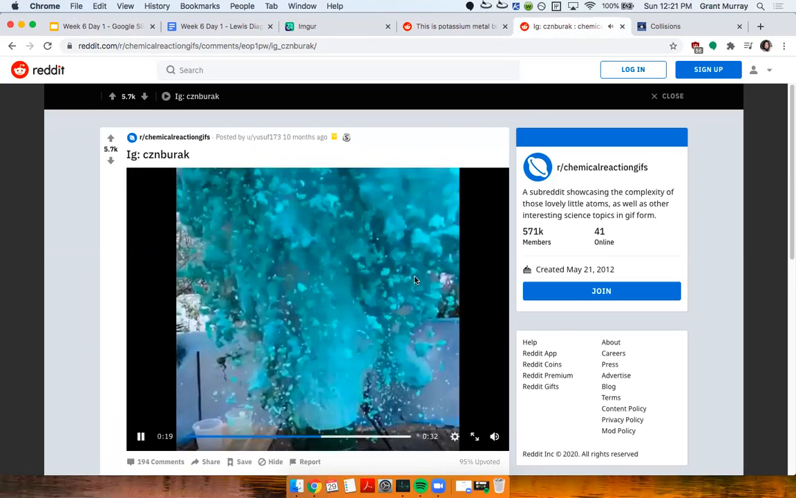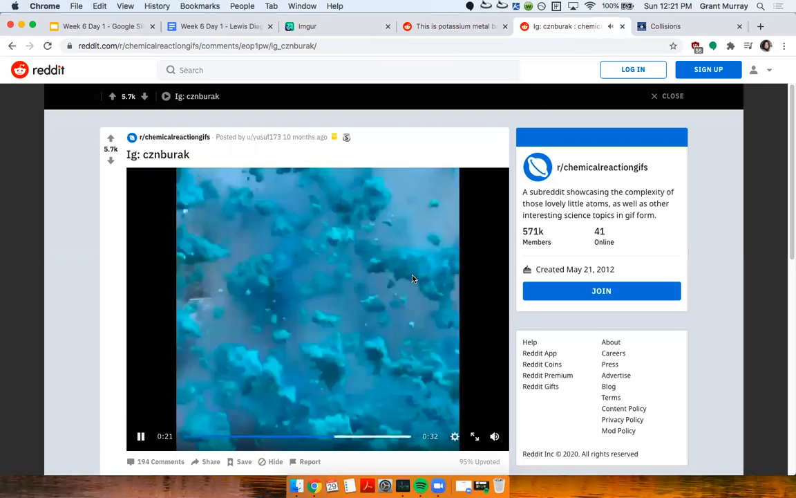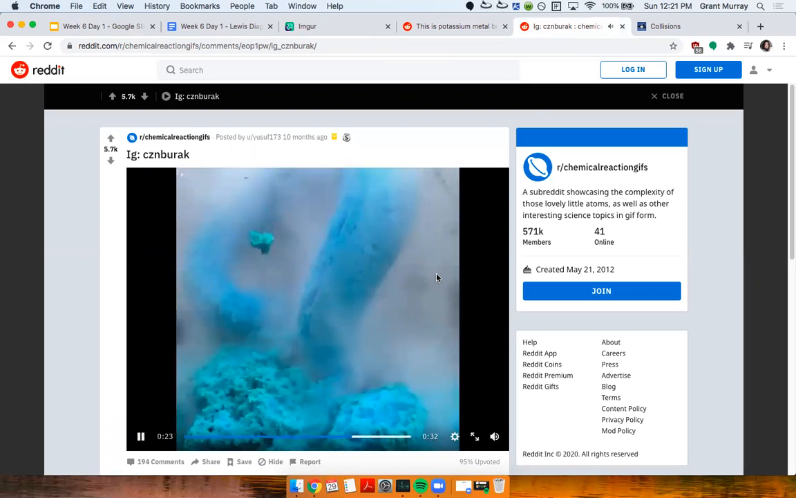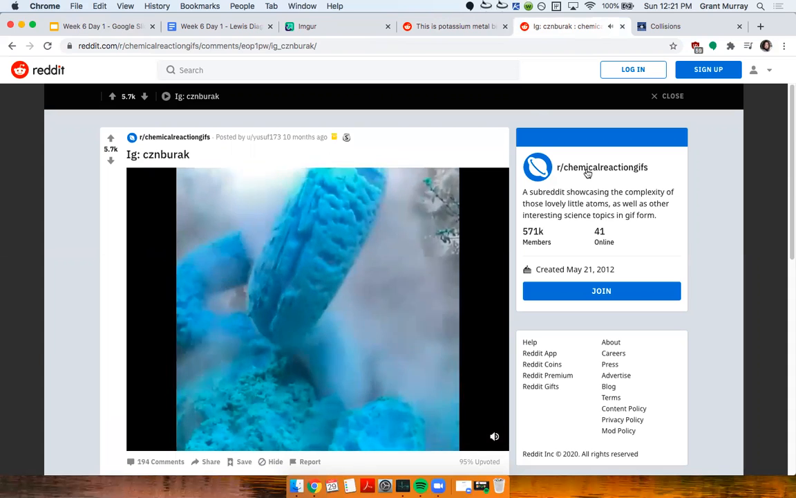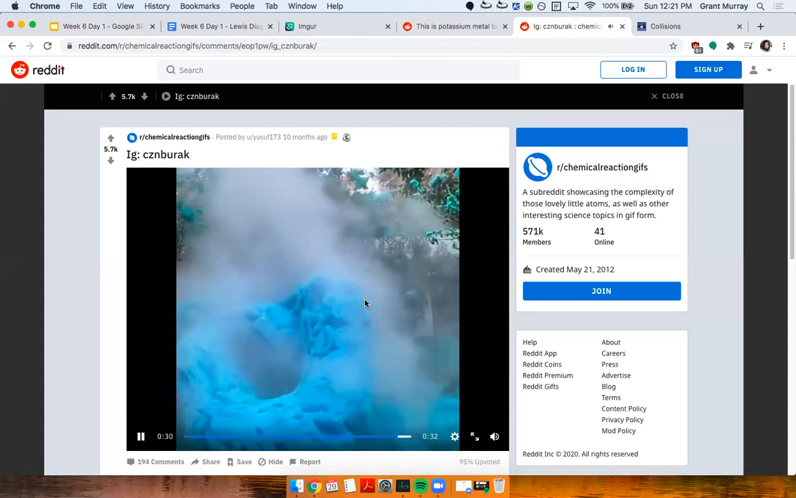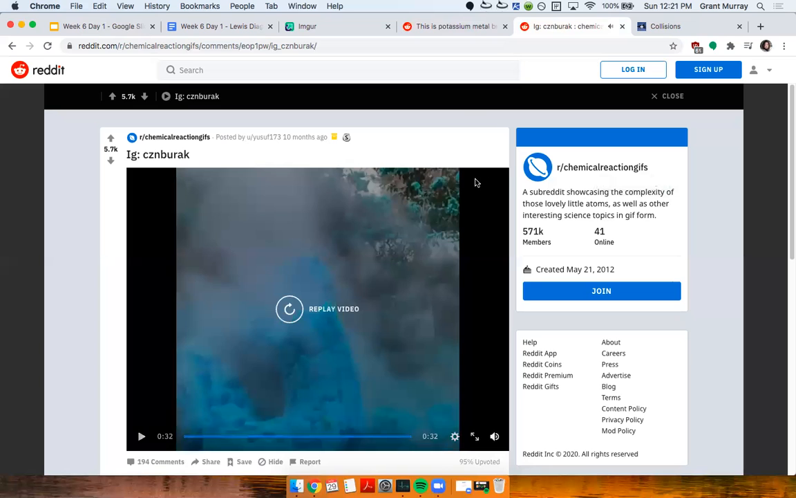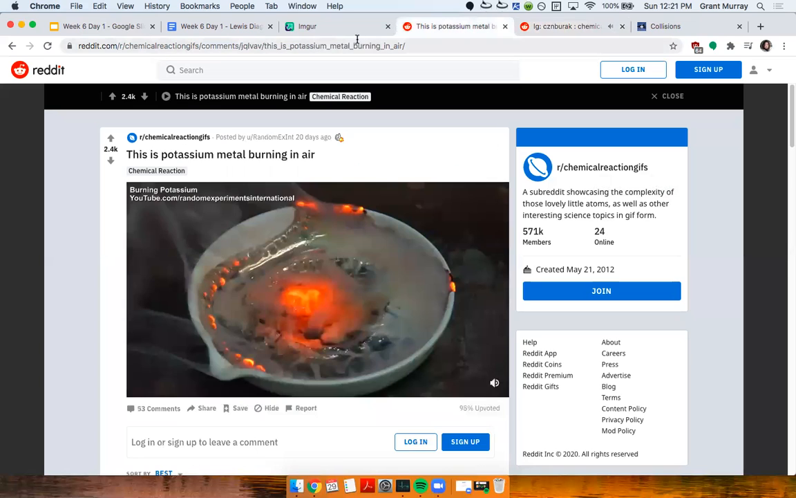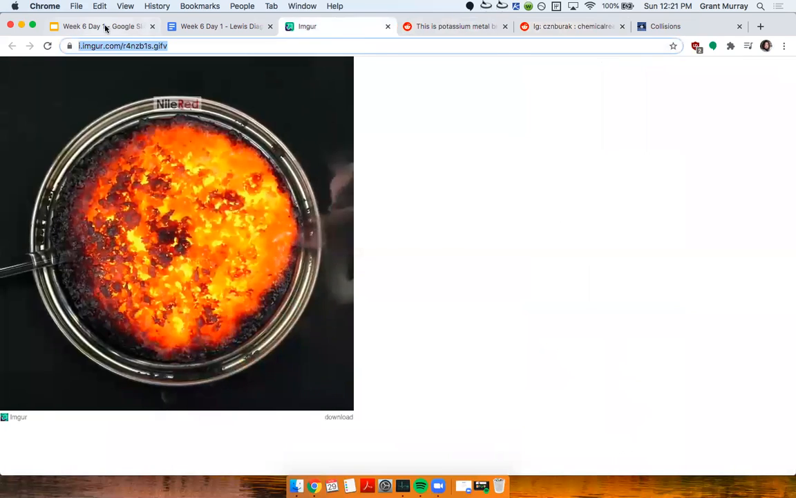So if you're looking for more of these types of GIFs and you think they're interesting, you think they're cool, Reddit has r/chemicalreactiongifs. You can find more of those there. I'm sure you've maybe seen these on Instagram scrolling, but if you want to find specifically them, you can go there.